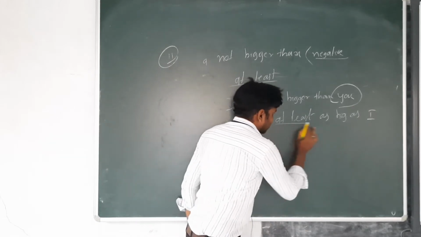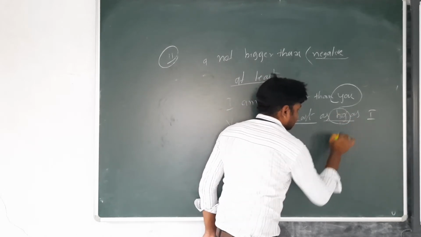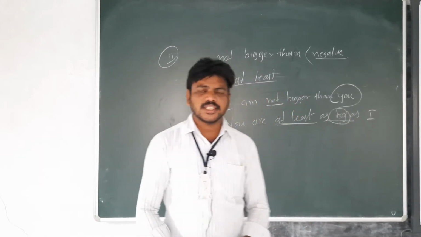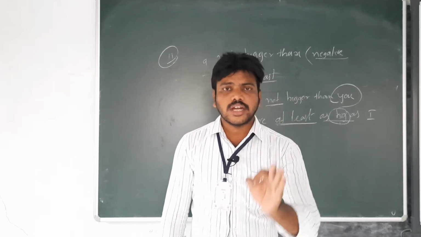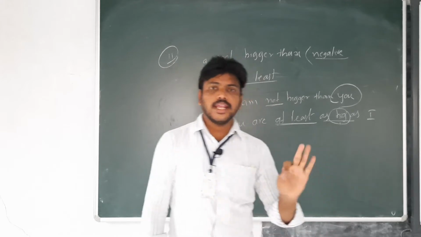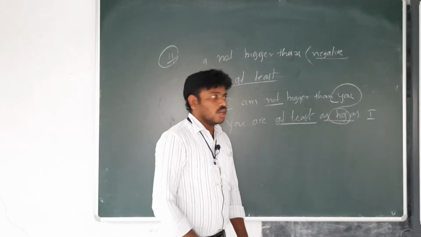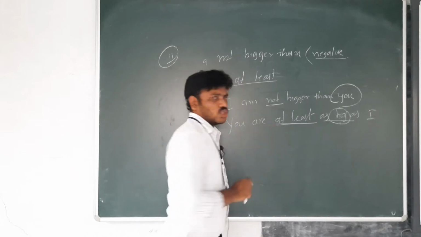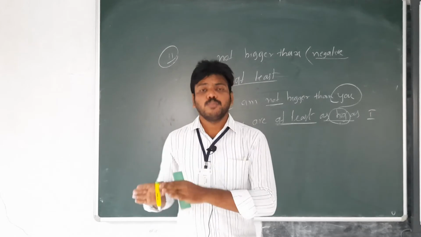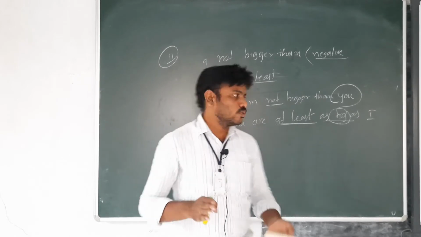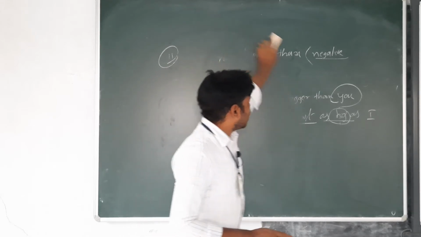You should write at least here, and as big as. You should write big here. In positive sentence, we shouldn't write bigger or biggest. We should write only big. So, you are at least as big as I. So, this is the way how to write comparative to positive.